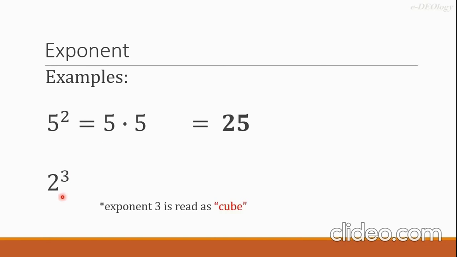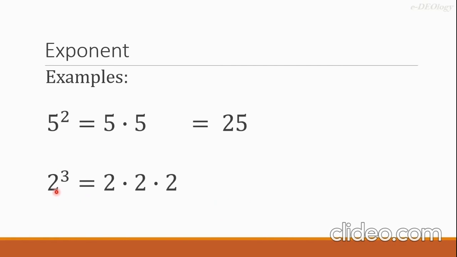Another example is 2 raised to 3. For exponent 3, there is a special name for this, and it is read as cube. So this example here is read as 2 cube. So the base 2 is multiplied 3 times to itself. 2 times 2 times 2 equals 8.